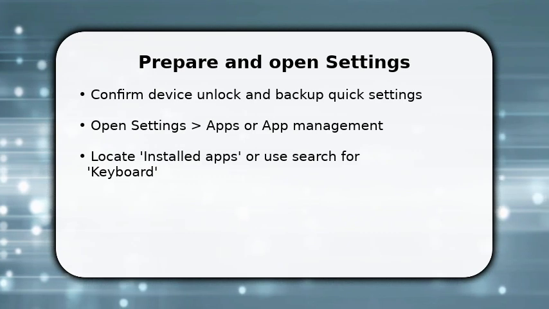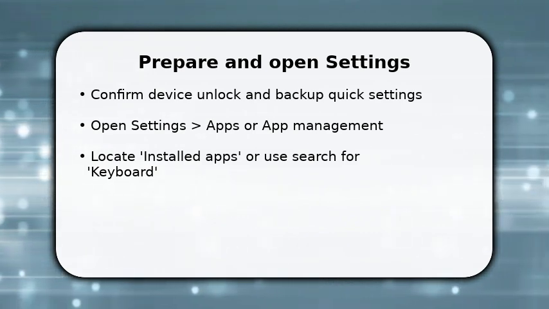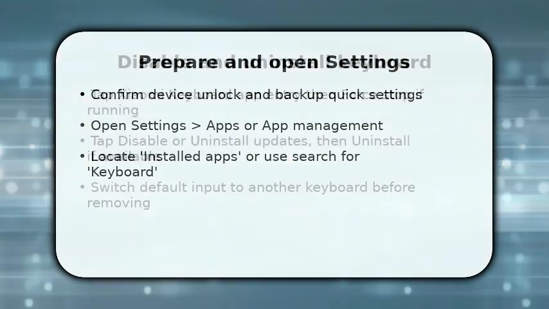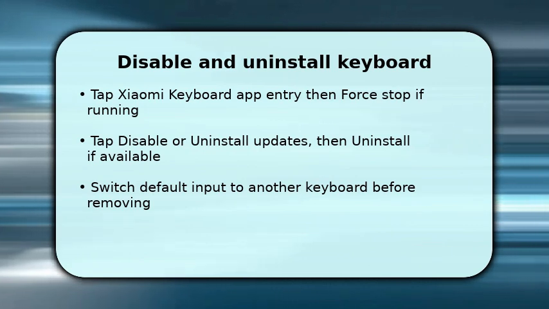Make sure to note which keyboard is active so you can switch right after removal. You now stop the keyboard process to avoid conflicts. Tap the app, then force stop if the button is enabled. Next, choose Disable or Uninstall Updates. Some system keyboards can only be disabled, not fully removed.